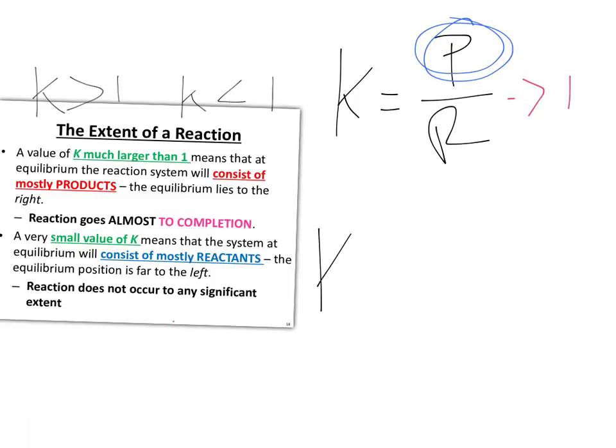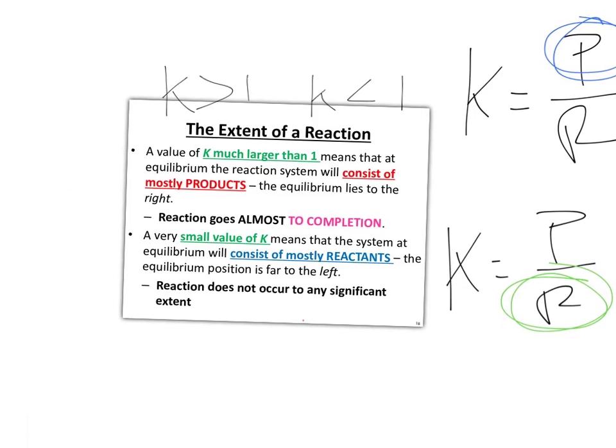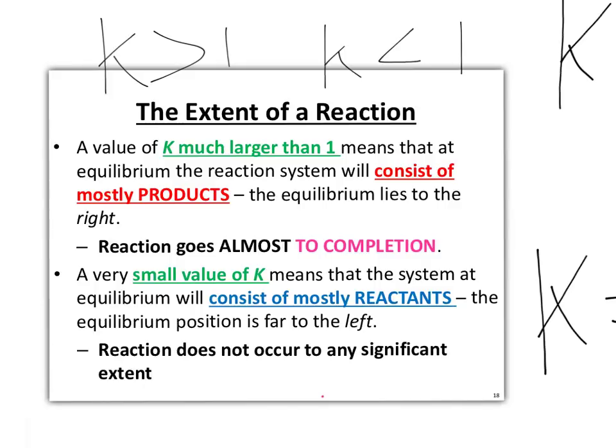So if we take it and flip it the other way, we've got reactants over products. Mathematically, how do you get a value less than 1? The denominator has to be greater than the numerator. In chemistry, what's the denominator? The reactants. That's how you can get all those things, okay? So looking back at this, the reaction almost goes to completion if K is greater than 1.